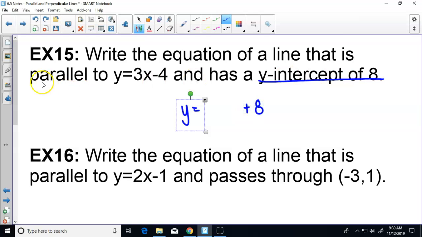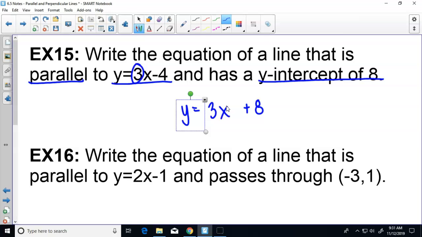And I know the line's parallel to y equals 3x minus 4. So, what is the slope of the line going to be? 3, right? So we'll have y equals 3x plus 8. So if you get a problem like 15 that tells you the y-intercept, it's a pretty easy problem. You just got to read through and look for what they're giving you because you got to have slope and y-intercept. Now, 16 is not as easy.